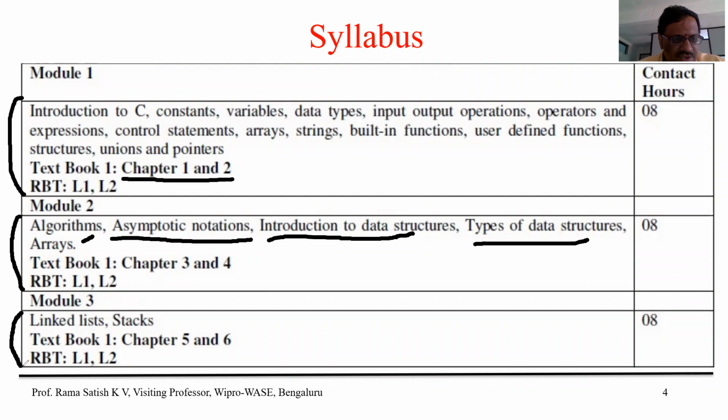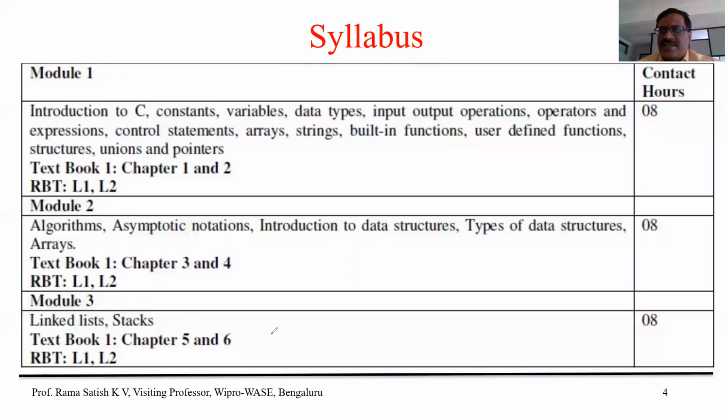Later in module 3, we first create our data structures, that is stack and linked list. These are the two data structures, very, very important. Again, chapters 5 and 6. If you buy that textbook, Data Structure by E. Balaguruswamy, chapters 1, 2, 3, 4, 5, 6, six chapters, and go through them very clearly and carefully, I think you are done with modules 1, 2, 3.